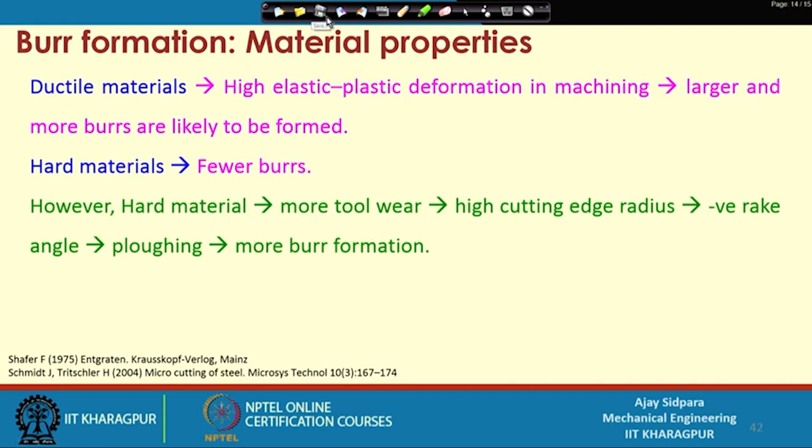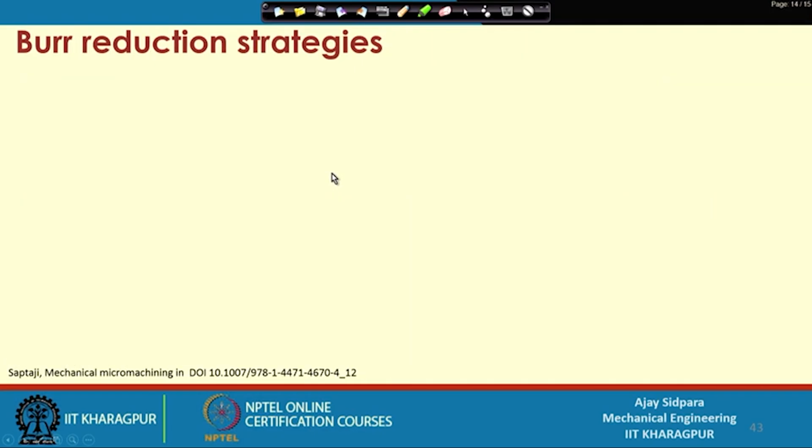So, from this slide we can understand that whether you cut a ductile material or a hard material, you cannot avoid the burr formation. The only thing we have to see is how, by changing the different parameter settings, we can reduce the burr formation. But by this we can understand that there is no way you can eliminate burr formation completely. Now, let us see the burr formation strategies.